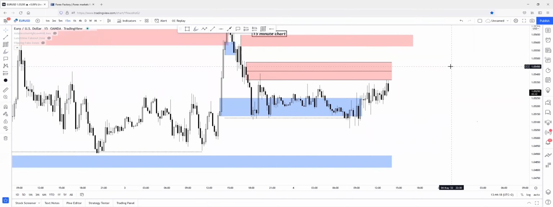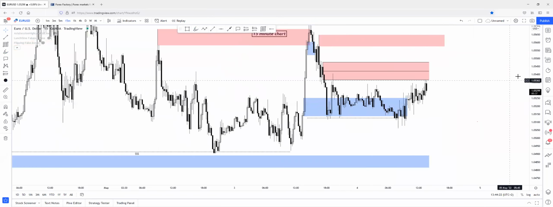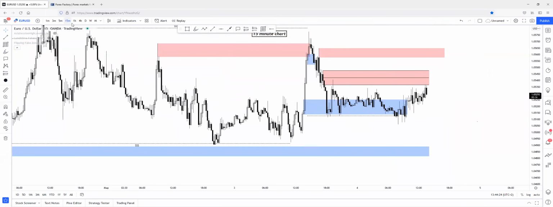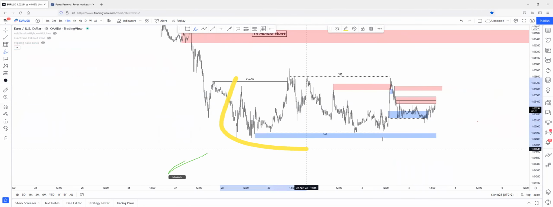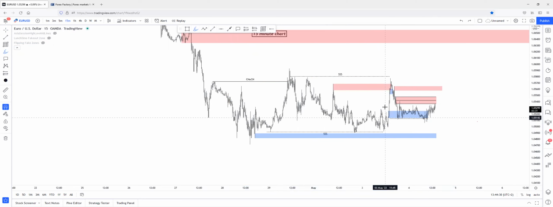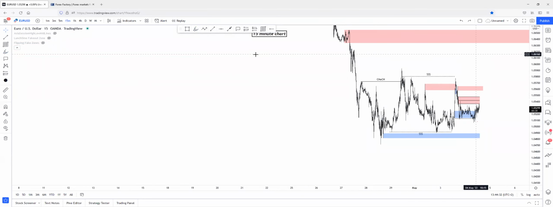Hello, Marcel, but what's the directional bias, like the overall direction? Right now, there's no direction. Because of the range, right? Yeah, basically, there's no direction. This is just a range. But the overall higher time frame direction is still bearish.